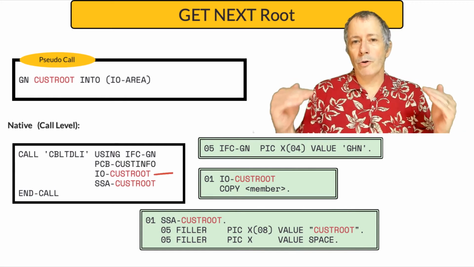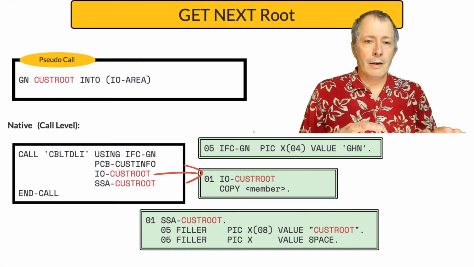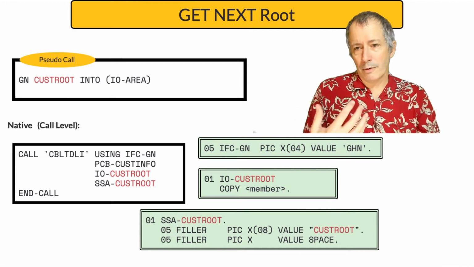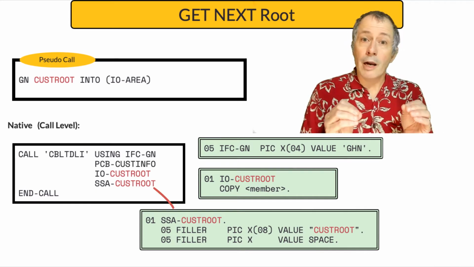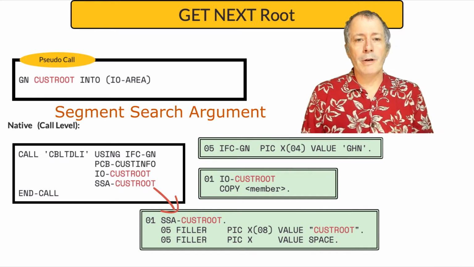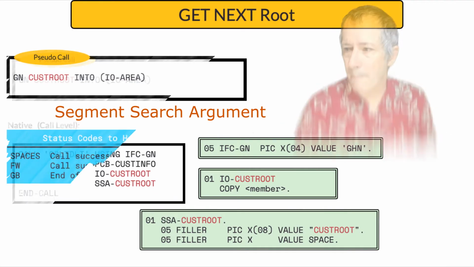The third parameter is the I/O area for the data being returned by IMS. In this example, the customer root segment is being returned. The fourth parameter is the SSA, or the segment search argument. This tells IMS which segment to get.